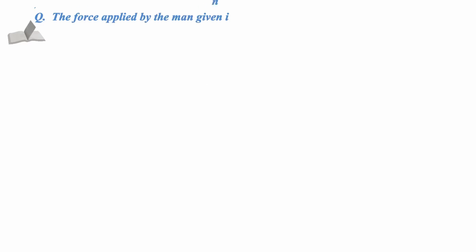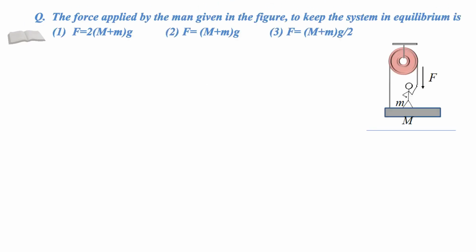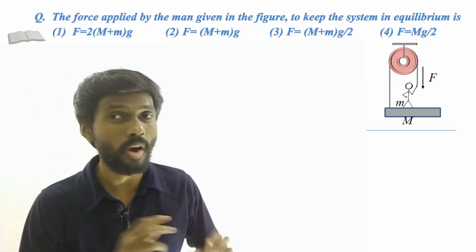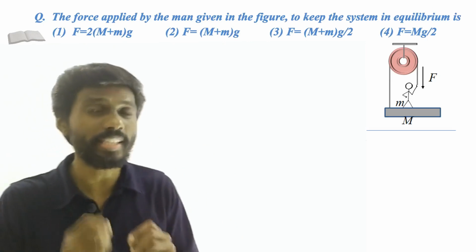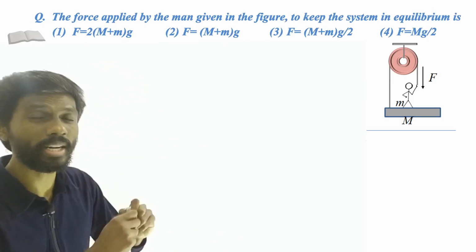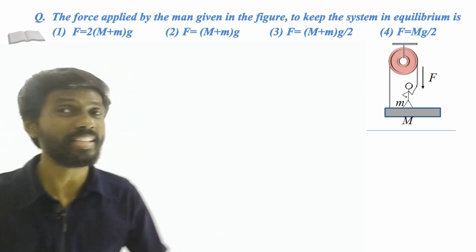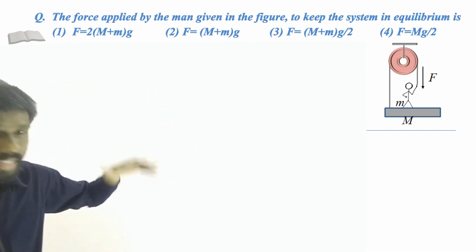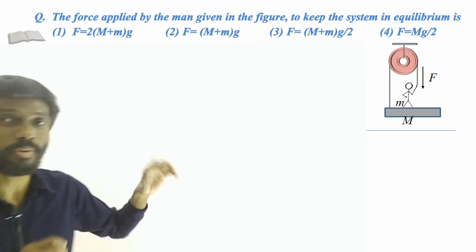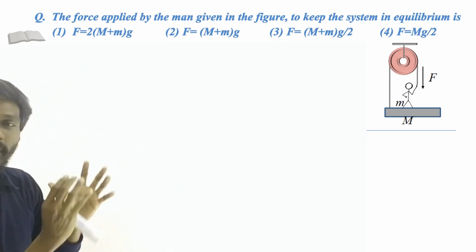The force applied by the man given in the figure to keep the system in equilibrium is. Here a man is standing on a block or a plank which is attached to a string held by that person. Now he is applying a force on the string in the downward direction. So this force is what creates a tension in the string. It is because of this tension that this plank is staying in that position. Otherwise it will fall down, right? So this system is in equilibrium.